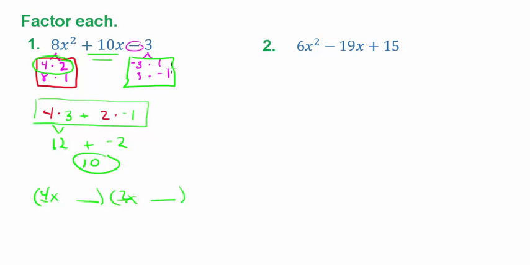I know the second part is going to be my 3 and negative 1. Now, you have to think strategically on where to place the 3 and the negative 1 because it does matter. So I'm going to put the 3 in the second binomial, and here's why.